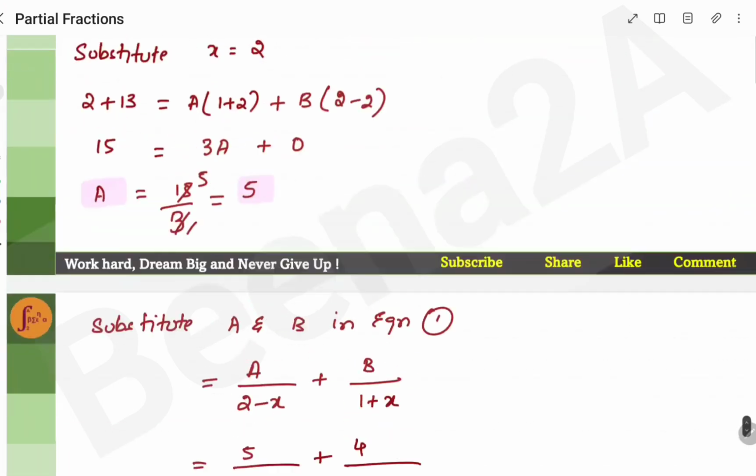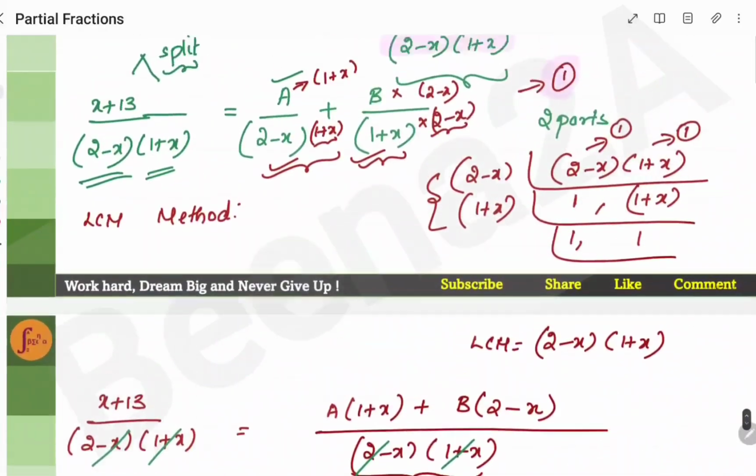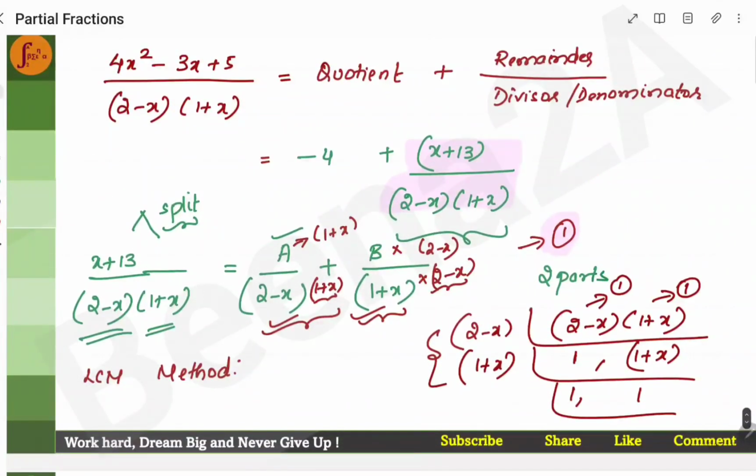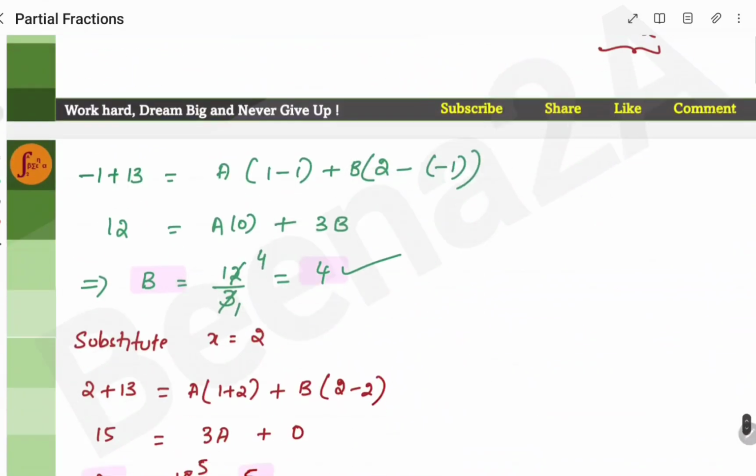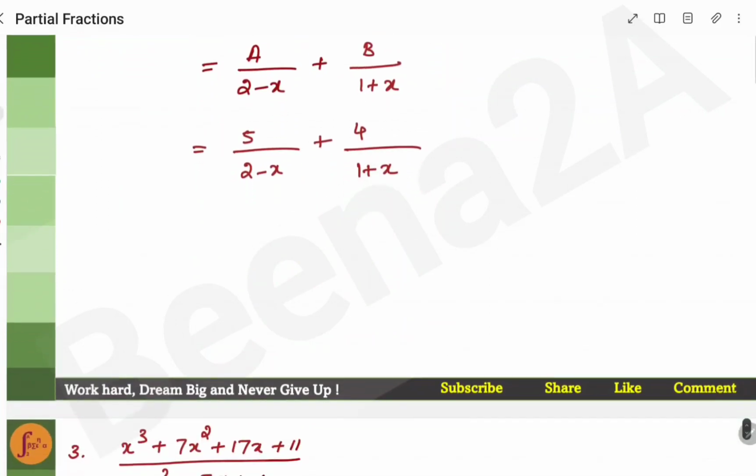Now let's not forget to put the quotient. Here we have to go to this particular equation. We can call this equation 3 or whatever. We should not forget to put this quotient. So instead of this proper fraction, we'll put the partial fractions that we obtained just now and then add the quotient to it. Quotient is minus 4. So this is the final answer.